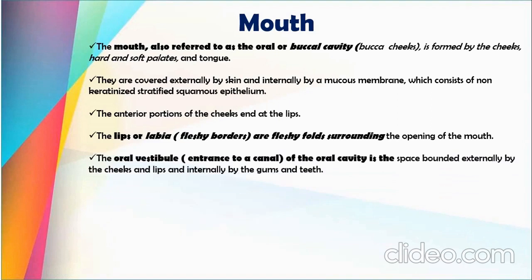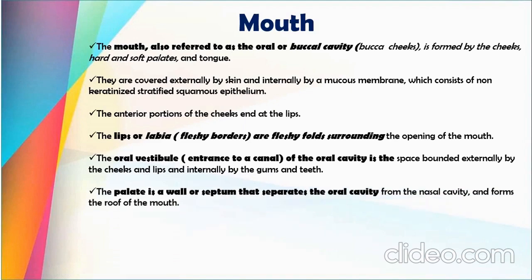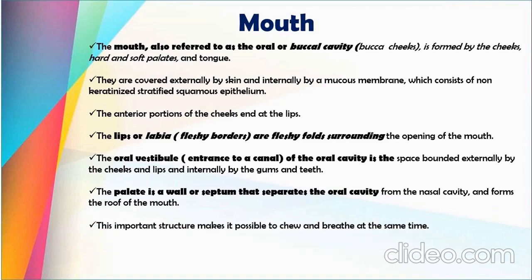The oral vestibule, which is the entrance to the canal, is the space bounded externally by the cheeks and the lips and internally by the gums and the teeth. The palate is a wall or septum that separates the oral cavity from the nasal cavity and forms the roof of the mouth. This important structure makes it possible to chew and breathe at the same time.